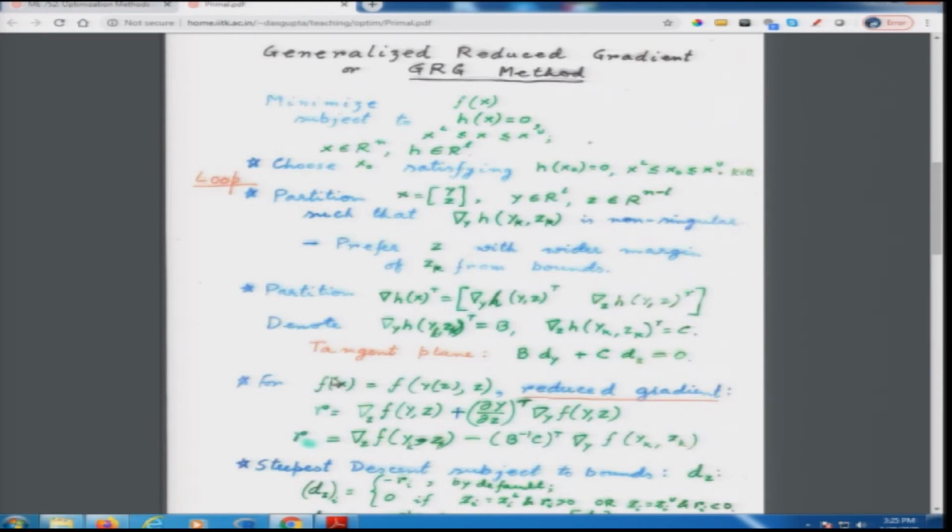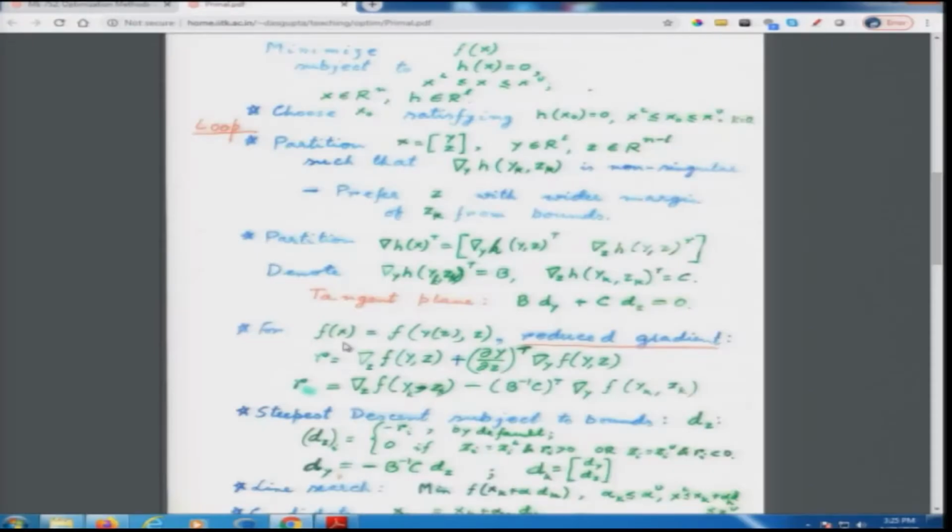We will say that if we are going to move in this tangent plane, then in which direction to move in the tangent plane? The tangent plane also has thousands of directions. So, you will say that I will consider the gradient of the objective function with respect to z, total gradient. What is the idea of total gradient?